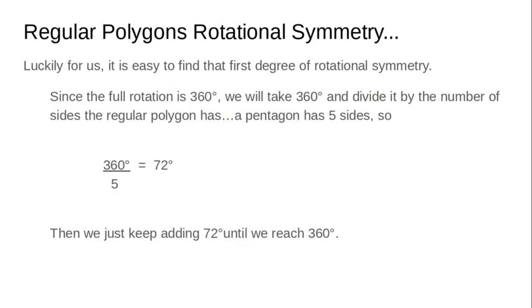Well, luckily, it is actually pretty easy to find that degree of rotational symmetry. Because a full rotation is 360 degrees, we're going to take that 360 and we're going to divide it by the number of sides the regular polygon has, because the polygon has the same number of sides as it does angles. So if we divide by the sides, we're really dividing by how many angles there are as well. A pentagon has 5 sides. So 360 divided by 5 is 72. And that's what we kept adding every time in order to get to our 360 degrees in the end.